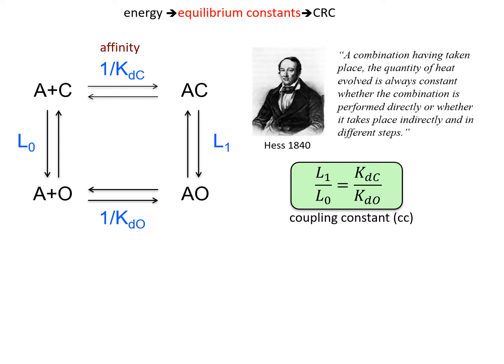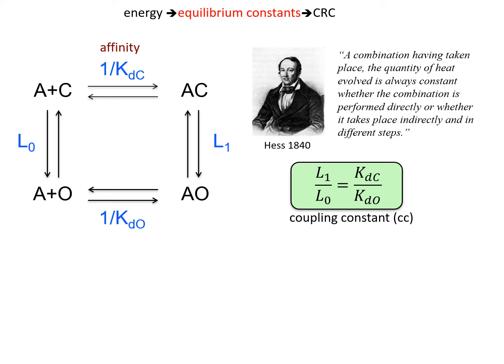In 1840, a Swiss chemist, Germain Henri Hess, was working in St. Petersburg, having been brought there by Catherine the Great, had built himself a new calorimeter and was measuring the heats of hydration of sulfuric acid, and made the following observation. A combination having taken place, the quantity of heat evolved is always constant whether the combination is performed directly or whether it takes place indirectly and in different steps.